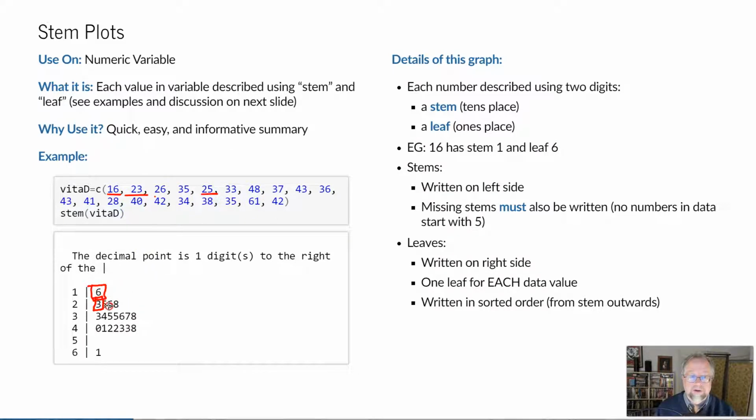25, so the leaf is 5. 26 is the next one. The leaf is 6, and so on and so forth.